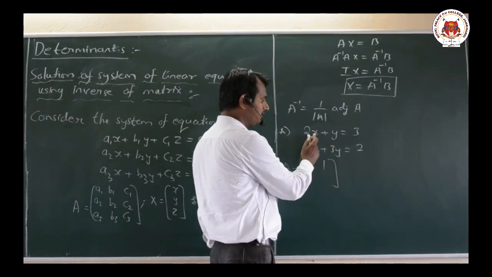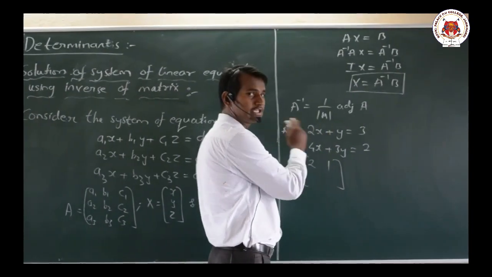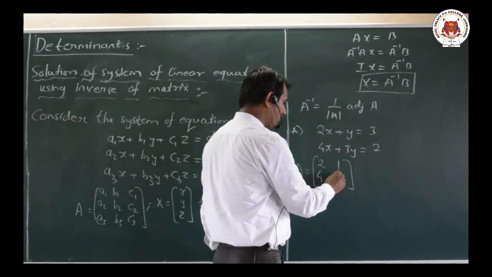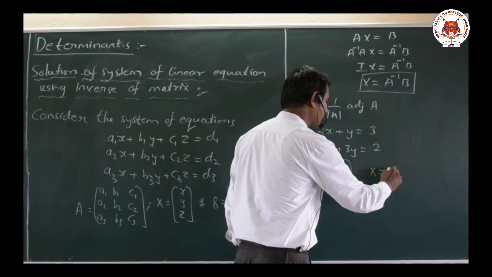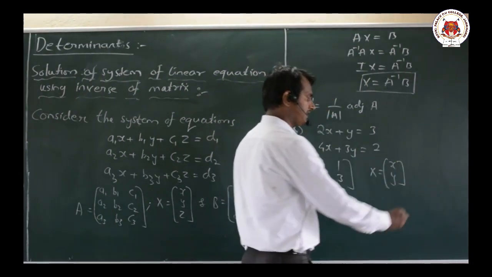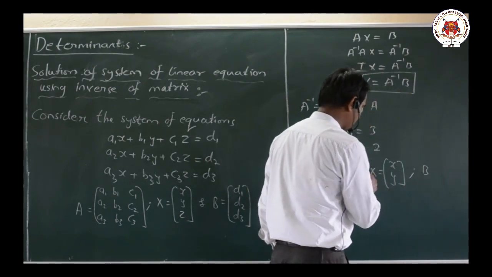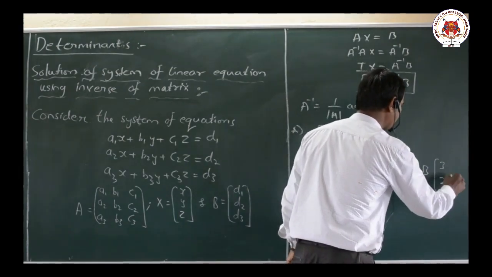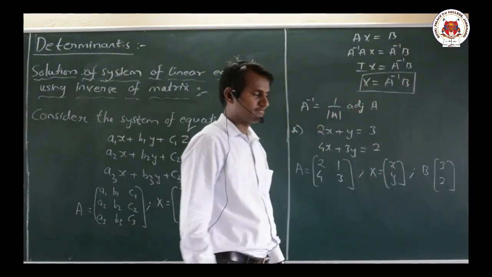Here we have to write the coefficient of x and coefficient of y, then 4 3, and then x equal to, only two variables we have, x and y. Okay, next and at last, the B matrix. What is the B matrix? That is 3 2. We will write those values.